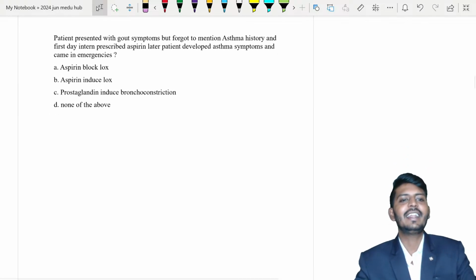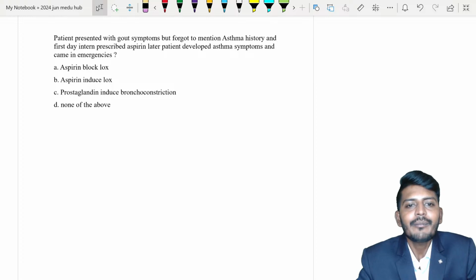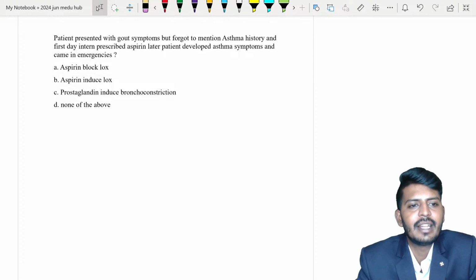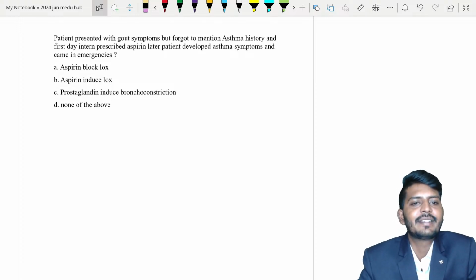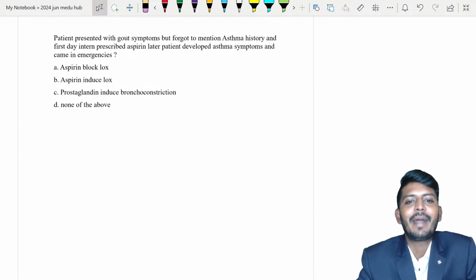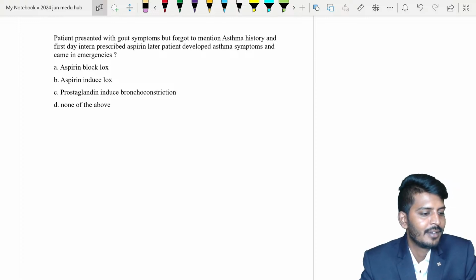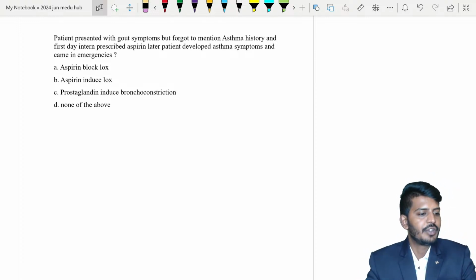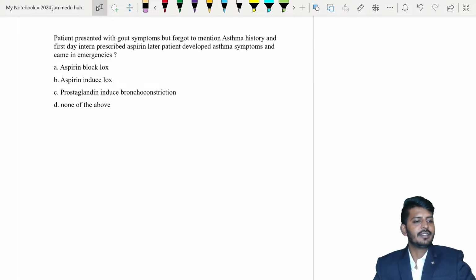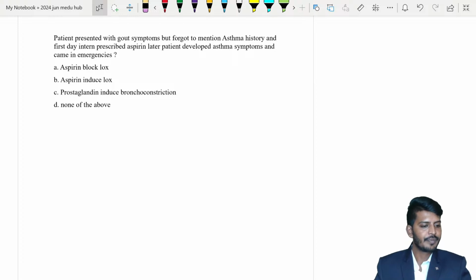A patient presented with gout symptoms but forgot to mention asthma in the history. First day, the intern prescribed aspirin, later the patient developed asthma symptoms and came to the emergency. Okay, so what is the drug of choice? So चलिए देखते हैं what is the drug of choice. क्या देंगे? बढ़िया बढ़िया, very good.